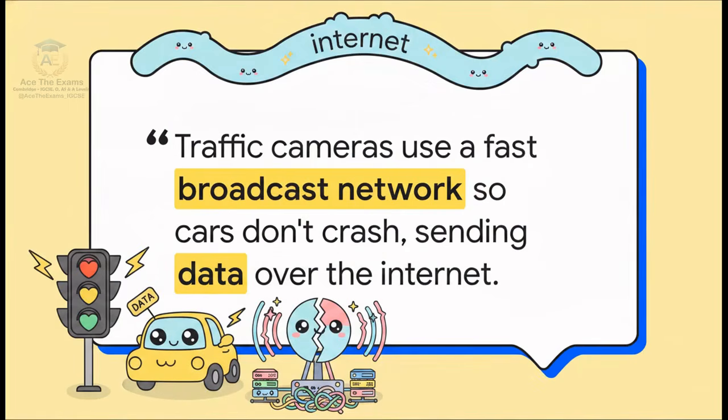Okay, let's actually put this to the test. I'm escalating the stakes a bit here. We're going to look at a highly realistic exam trap, and I want you to actively apply the framework we just talked about. Listen to this flawed student answer. Traffic cameras use a fast broadcast network so cars don't crash, sending data over the internet. Once again, it feels kind of related to the topic, right? But structurally, it is a complete disaster. It misidentifies the network type, it uses incredibly vague reasoning, and it completely lacks any real technical depth.